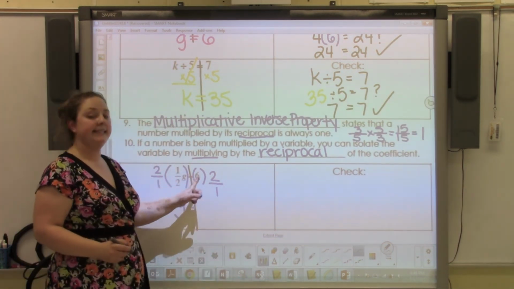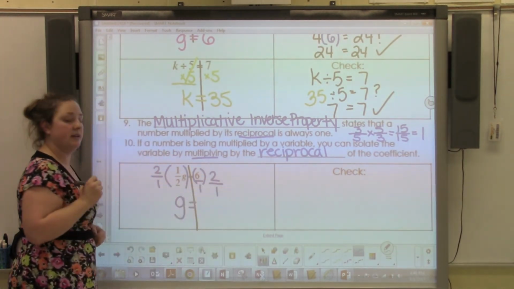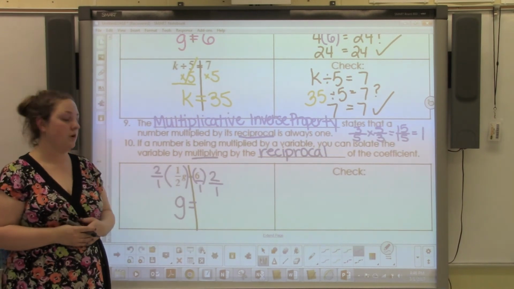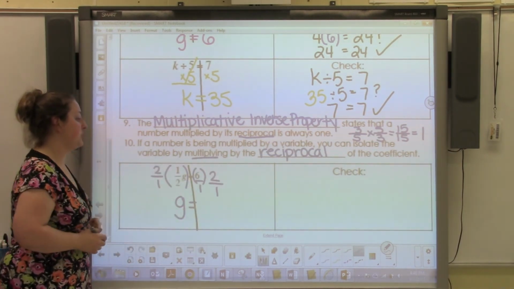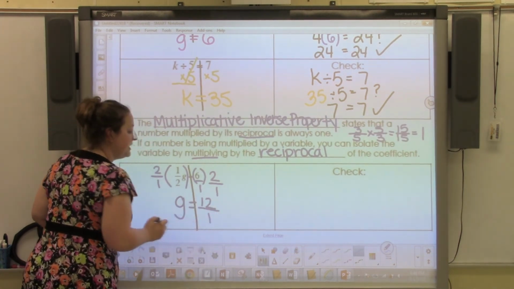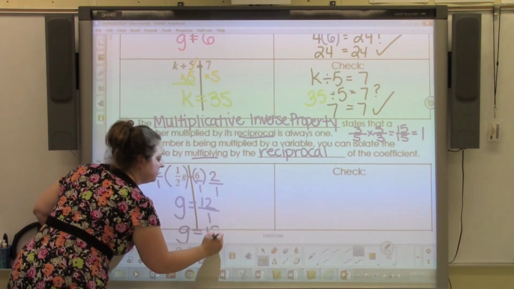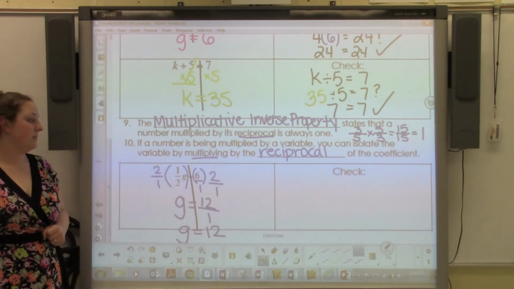And now I'm multiplying 6 times 2 over 1. If it makes you more comfortable, remember 6 can be written as a fraction as long as we put it over 1. 6 times 2 is 12. And 1 times 1 is 1. But 12 over 1 is simply 12. So our g is going to equal 12. We need to double check that.